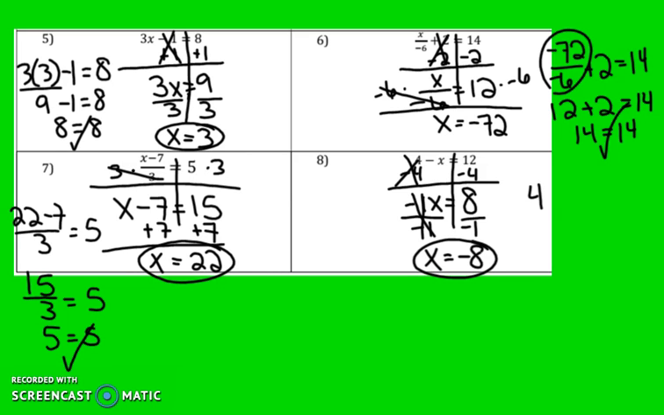If I plug it back in, 4 minus negative 8 equals 12. Well, we know two negatives make a positive, and 4 plus 8 equals 12. So 12 is going to equal 12.